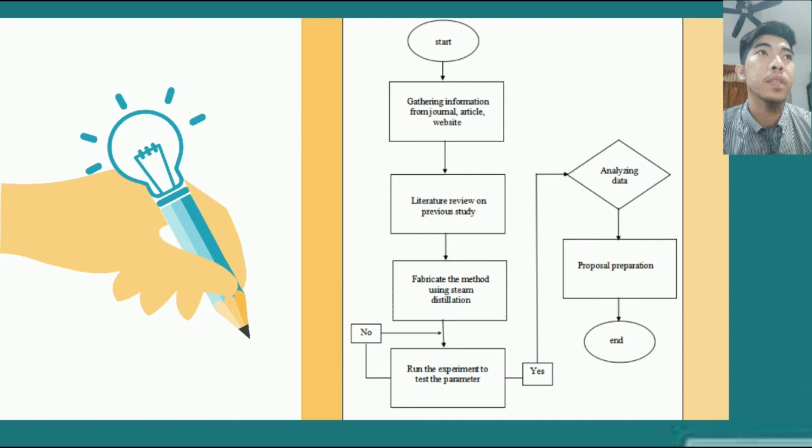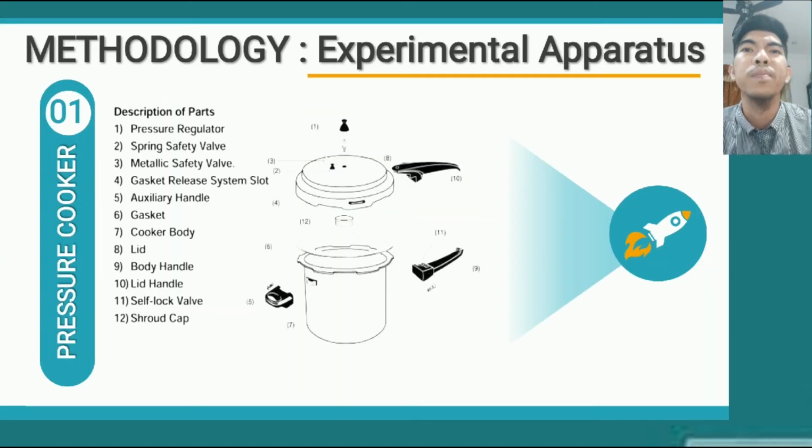Okay, this is the pressure cooker, which is the main apparatus in this experiment. The pressure cooker is chosen because it is made of heavy stainless steel, which can withstand high pressure cooking and high temperature. The pressure cooker also comes with an indicator to alert us when the pressure has reached medium pressure and high pressure. It also comes with a safety lock.